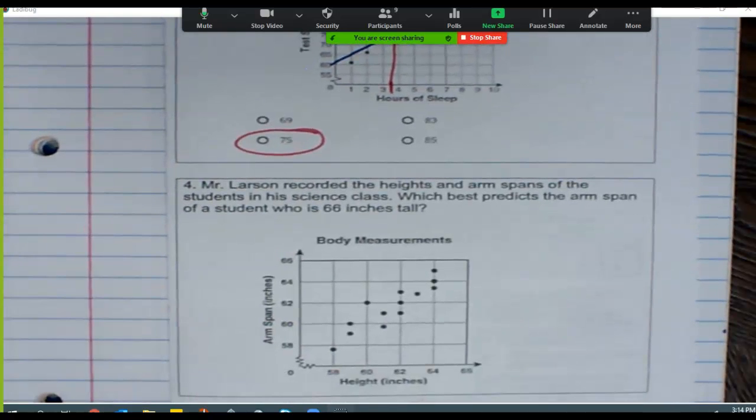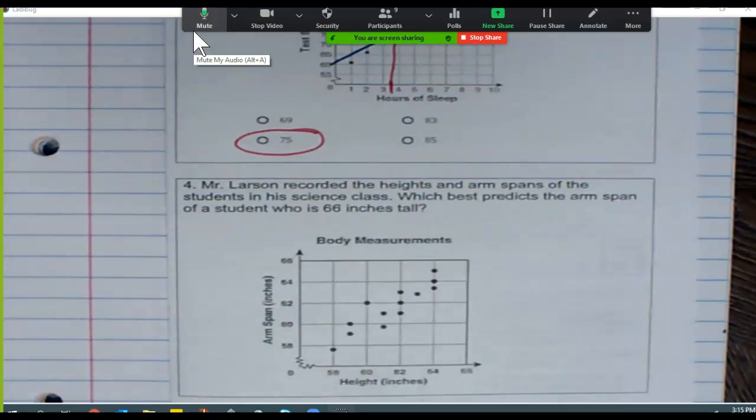See if you can do this one on your own. Take a few minutes, see if you can do this one on your own, and then we're going to check it. Okay, let's look at it. Mr. Larson recorded the heights and arm span of students in his science class. What's an arm span? Right, if you stretch your arms out, from fingertip to fingertip is your arm span.